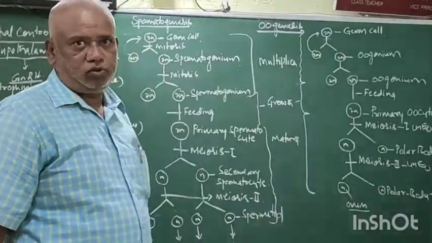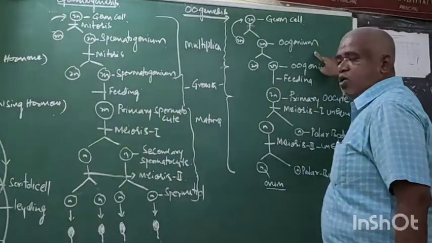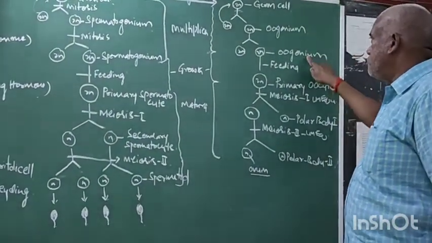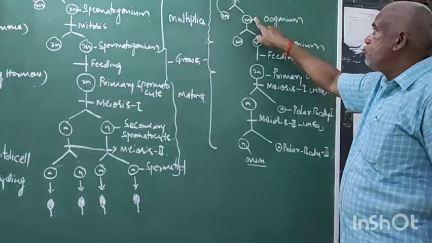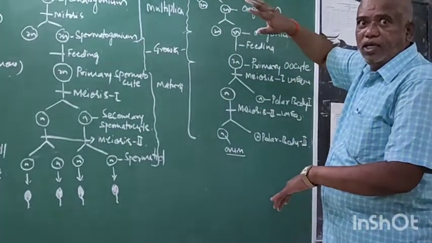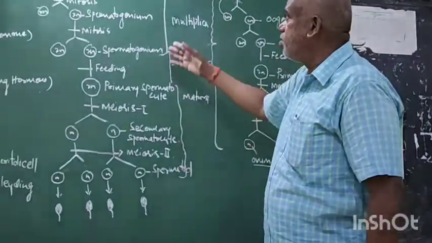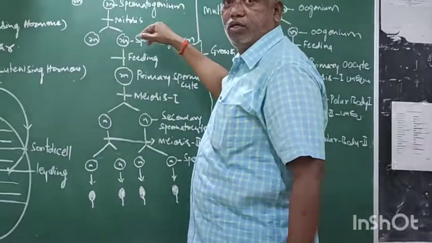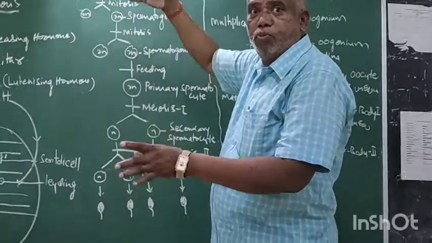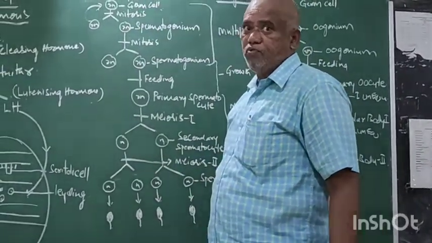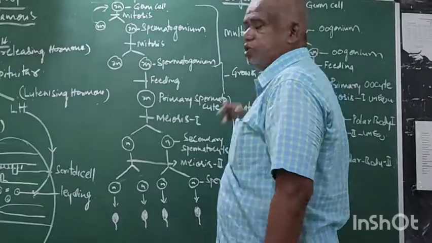Oogenesis, spermatogenesis. Germ cell, oogonium. Oogonium is formed. One cell becomes 2, 2 cells become 4, 4 become 8, 8 become 16. This is called multiplication. Similarly, in spermatogenesis, the germ cell, spermatogonium: 1 becomes 2, 2 becomes 4, 4 becomes 8, 8 becomes 16. This is called multiplication. That means the multiplication phase is common in both spermatogenesis and oogenesis.